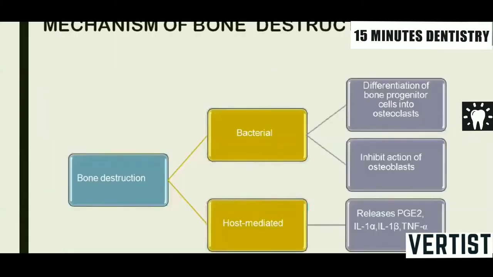Mechanism of bone destruction is again, as I mentioned in periodontal pocket, bacterial and host mediated. Bacteria induce differentiation of bone progenitor cells into osteoclasts, as well as they inhibit osteoblasts. So bone resorption increases, bone deposition reduces. Host mediated: in an effort to kill the bacteria, the host also releases prostaglandin, interleukin 1 alpha, interleukin 1 beta, and these cytokines are released. They also cause bone destruction.